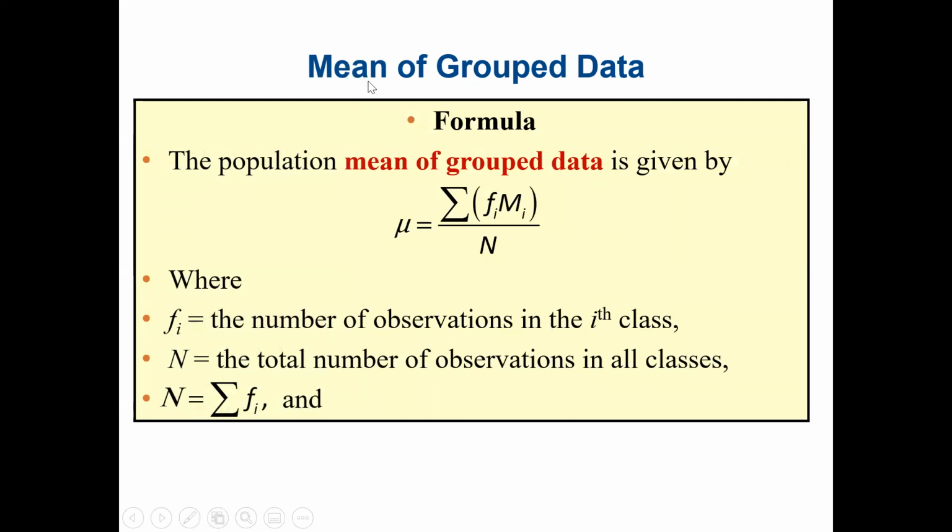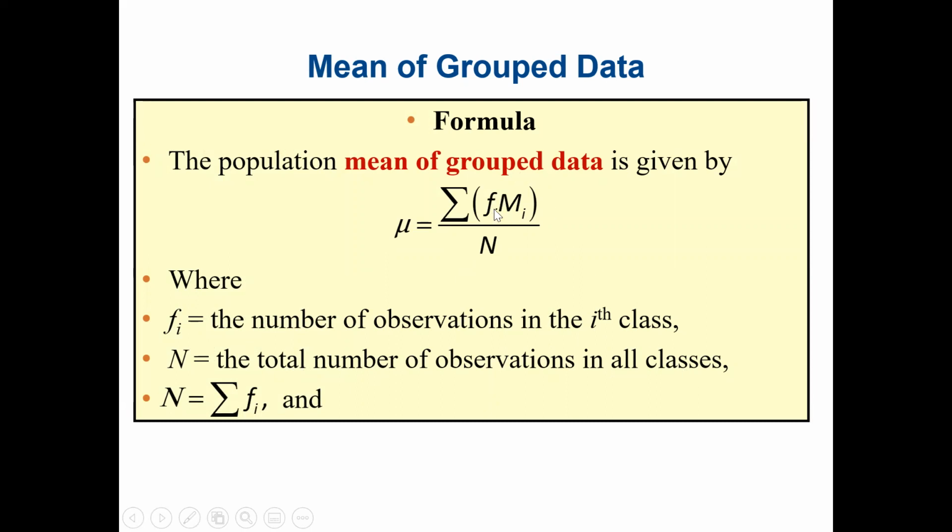So how do we find the mean of group data? Here the population mean of group data is given by the sum of Fi Mi over N. N will be the population size. F stands for the number of observations. So Fi will be the number of observations in the ith class. Then N is the total number of observations in all classes, so that will be the total population.